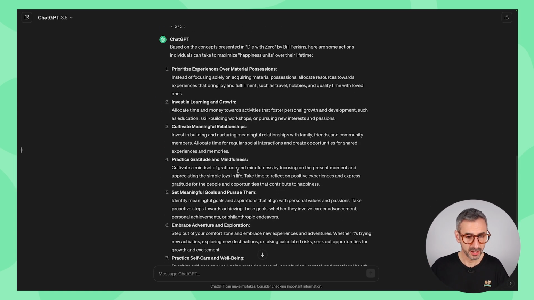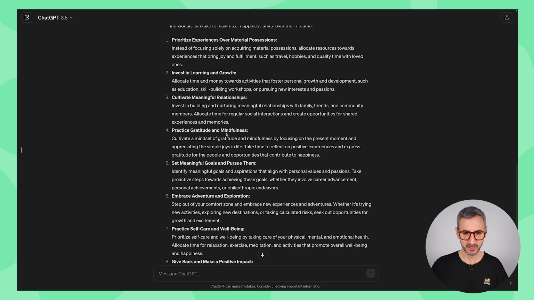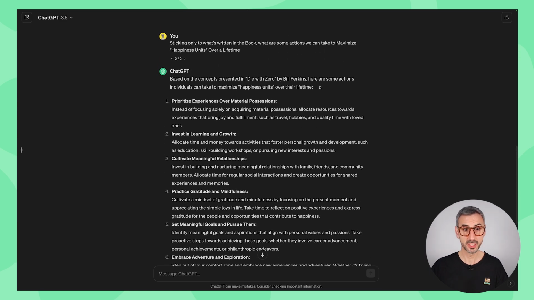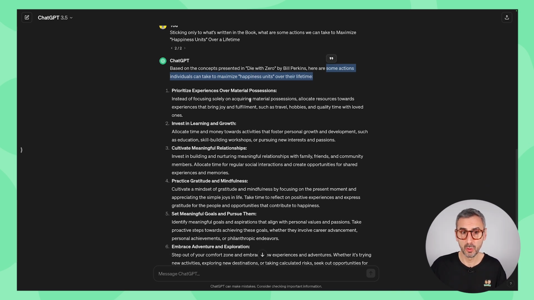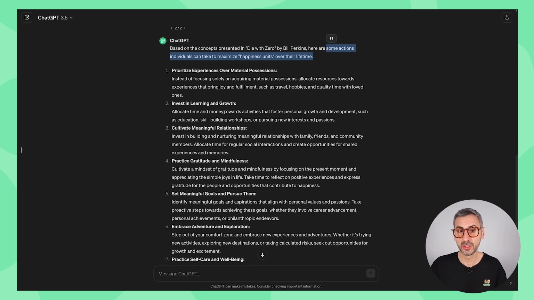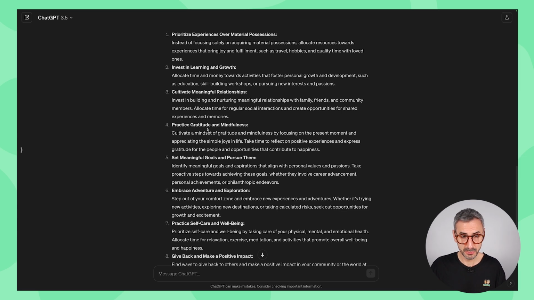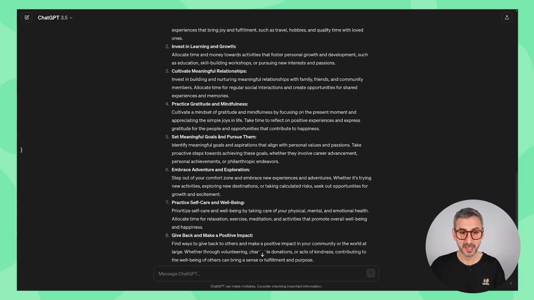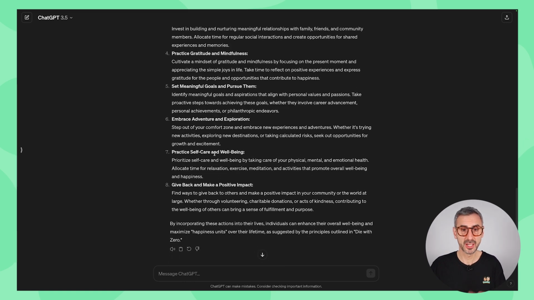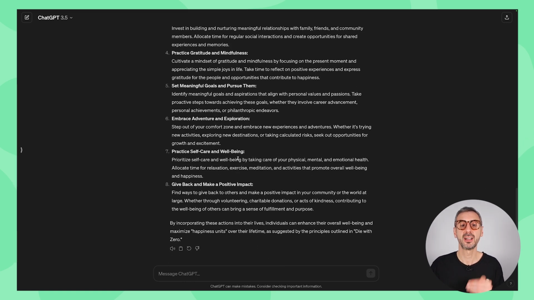Okay, so here we are. I have here 8 different bullet points, again, still with a little bit of explanation for each of them, giving us some actions we can take to maximize happiness units over our lifetimes. So the first one, prioritize experiences over material possessions, invest in learning and growth, cultivate meaningful relationships, practice gratitude and mindfulness, set meaningful goals and pursue them, embrace adventure and exploration, practice self-care and well-being, give back and make a positive impact. So these are 8 different concepts or actions that are actually described in the book, not exactly in those terms.